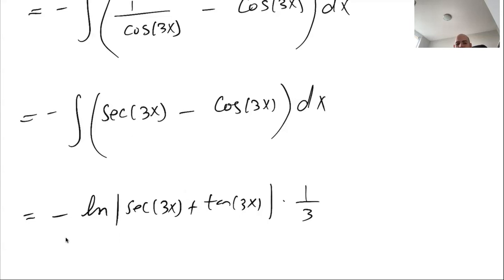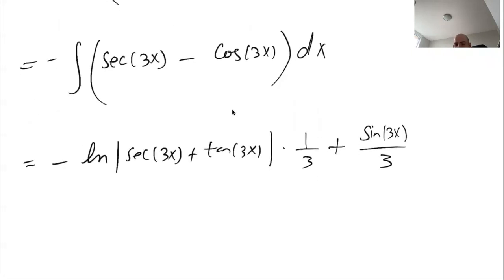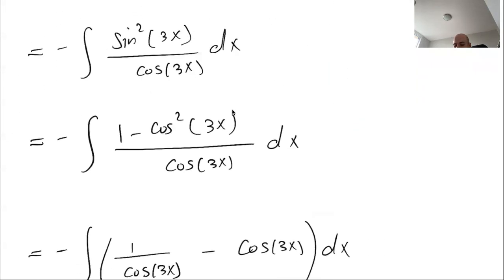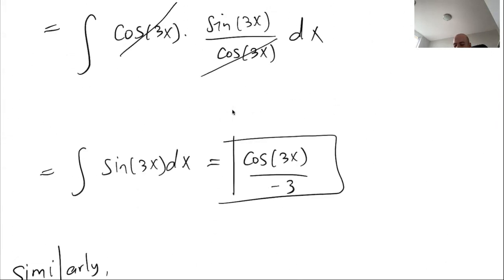This minus comes from this minus. And then this minus times minus will be plus, so plus cos 3x. And antiderivative of cos 3x is sine 3x divided by 3. So this is my u2. And I had my u1 as well.